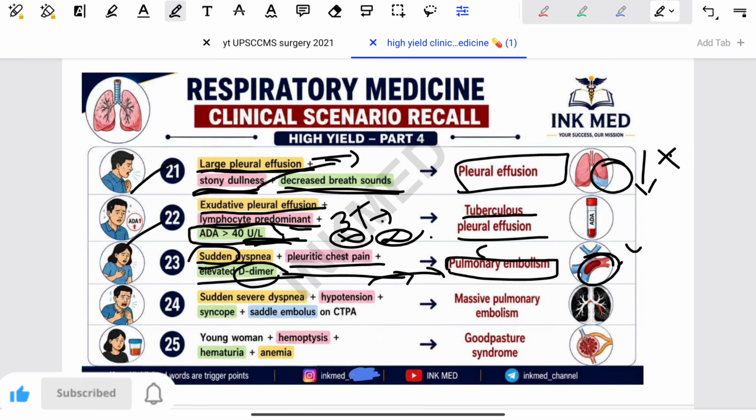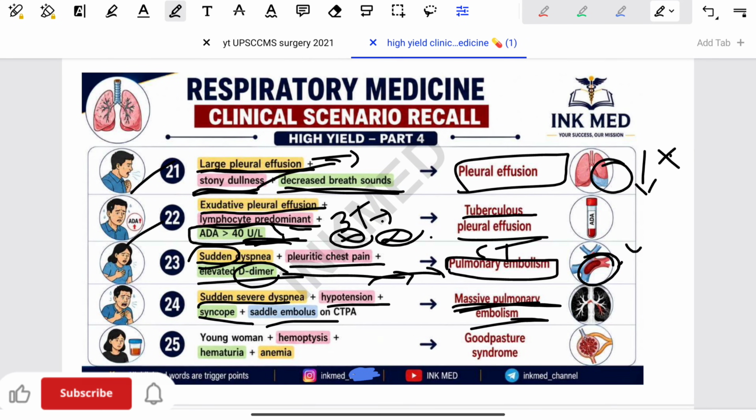Next, a patient presents with severe dyspnea, hypotension, and syncope, and CTPA shows a saddle embolus. The diagnosis: massive pulmonary embolism. The trigger words are saddle embolus, hypotension, and syncope.